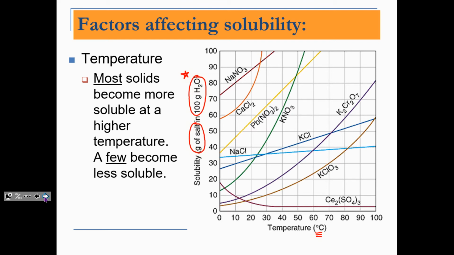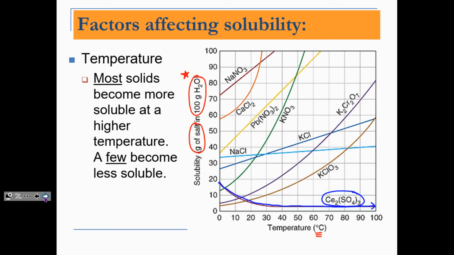If we look, most of the compounds have an upward trajectory. Some are exponential, some are linear. But you'll notice that some substances are special, like cerium sulfate. It has a downward trend, which means as we heat it up, it actually lowers the solubility. So if we heated up this solution, we would have solid precipitating out from solution. The rest, if we heated them up, we would dissolve more.